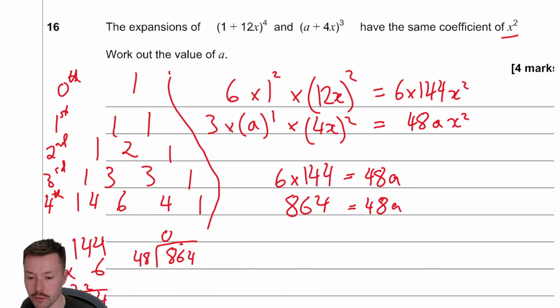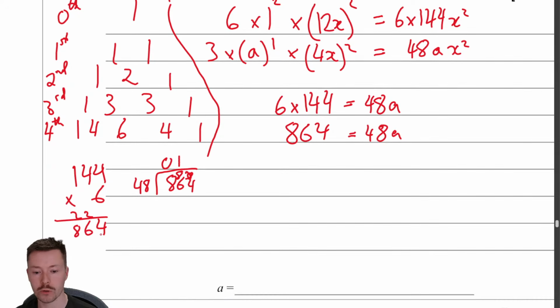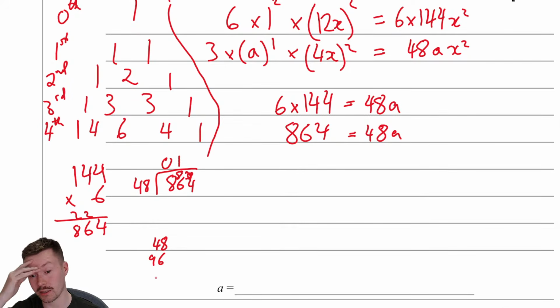Doesn't go into 8, carry the 8. 48 into 86 goes once. What's the remainder on that? 8, add 8 is 56. Then we get 384. Ugh, it's not nice. Right. Scroll it down a little bit. Let me do some 48. 96. Add an 8 is 104.